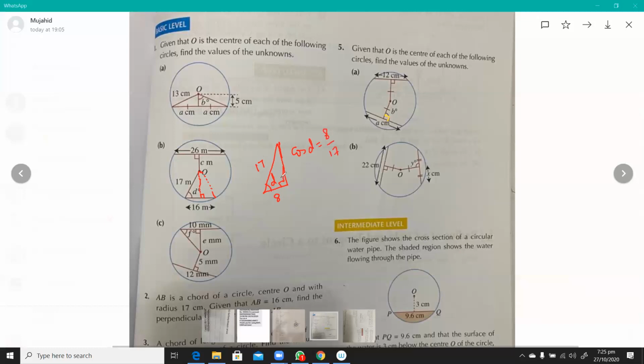Yes, Malaika? Yes, but no, look at this. If you just join it like this, let me call this A over here. How much is the length OA?